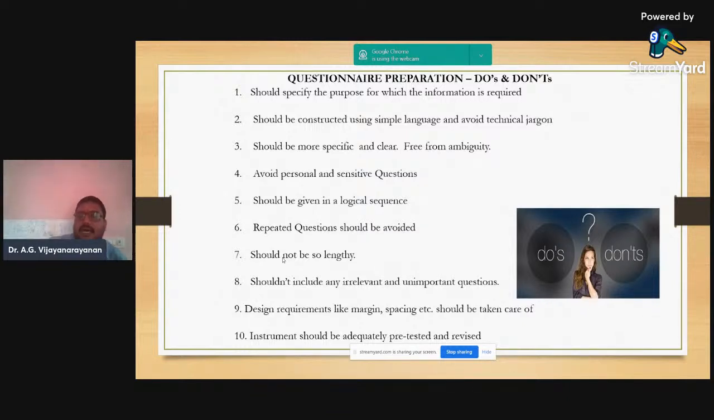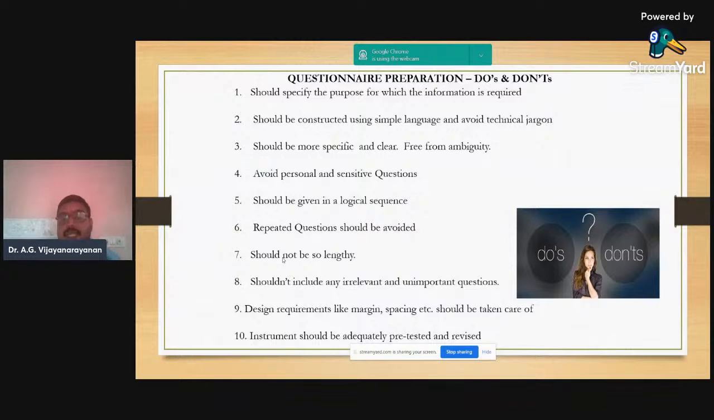So once you prepare it, sit and read for yourself multiple number of times. Give it to your fellow research scholars to study. Let them come with a criticism. That is the best way to shape a questionnaire. Questionnaire should not be a lengthy one. Irrelevant questions don't ask. And margin, this is a typical old thing, so I'm not going with the 9th one.